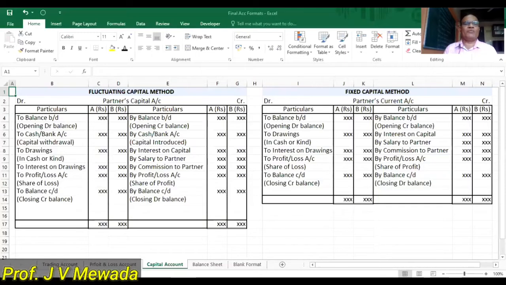Now we'll move to the next format. The next format is partners capital account. Now we'll see the trial balance. In the trial balance, if only the capital of the partner is given, it means the firm is following the fluctuating capital method. So whatever capital is given, that capital we are going to record, means we are preparing the partners capital account, and whatever capital is given in the trial balance, we will record on the credit side. And then all other entries we are going to record.